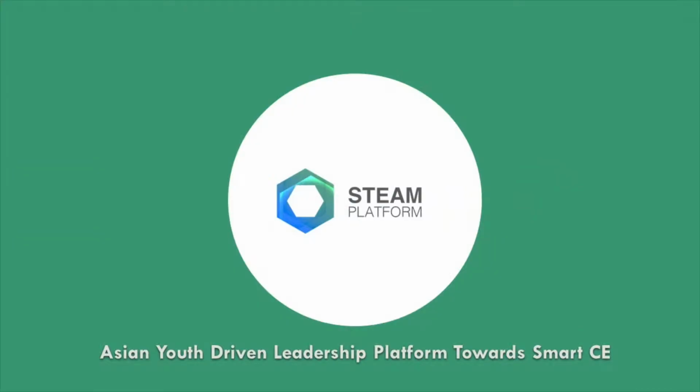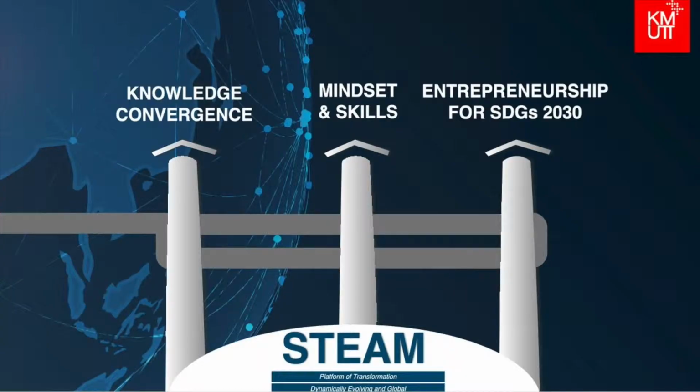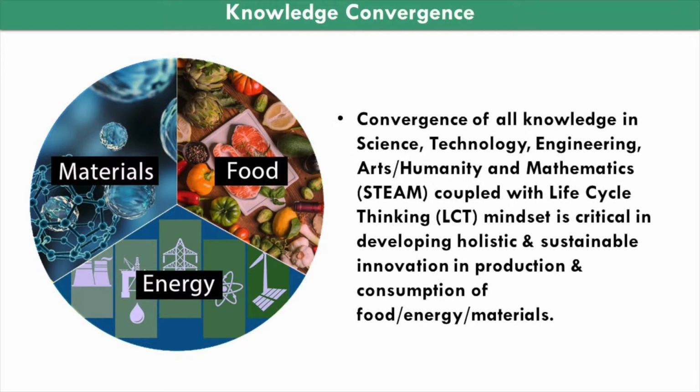So our STEAM platform has 3 core elements, which we call the pillars of the STEAM platform. They are knowledge convergence, skills and mindset, and entrepreneurship for the Sustainable Development Goals 2030. We have 2 flagships, which are Industry 4.0 and the circular economy. We are a dynamically and globally evolving platform, but our 3 pillars are integrated with 3 key areas, which are food, materials, and energy. We believe that the convergence of knowledge is very important to achieve a certain goal.